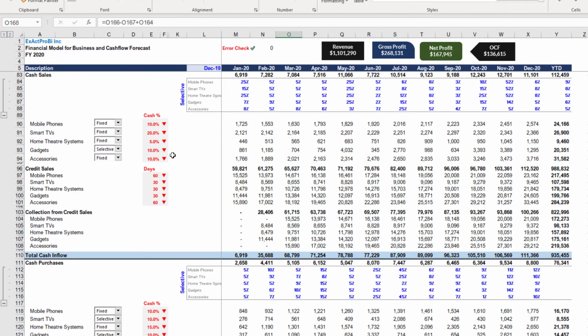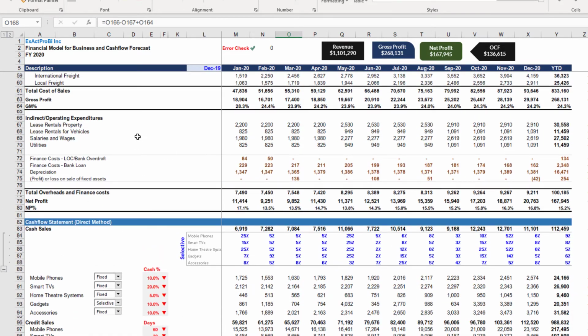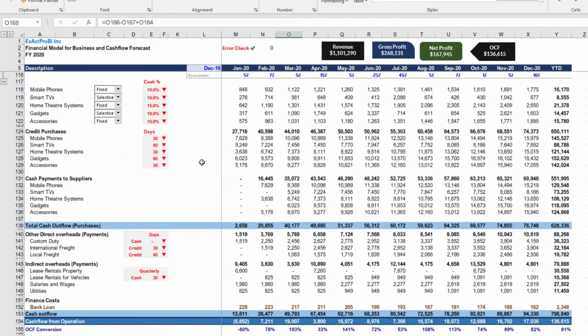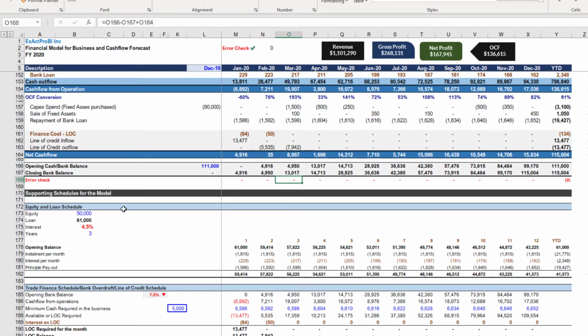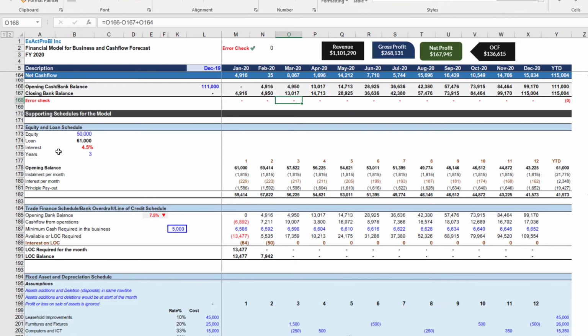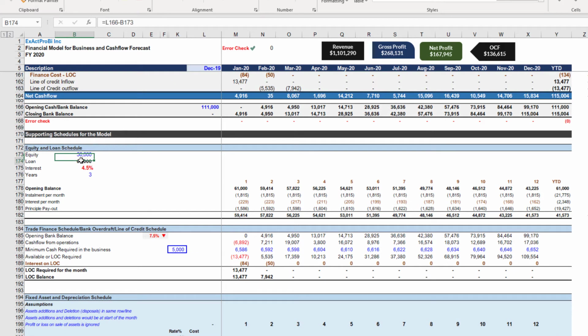So we are done with the net profit, that is the income statement, and the cash flow statement, and right below that we have very important supporting schedules. The first schedule is the equity and loan schedule. As you can see, we have own money of 50,000 and 61,000 we have brought in as a bank loan, and the interest on the bank loan is 4.5%, and the term of the loan to be repaid is 3 years. And here we have the schedule.